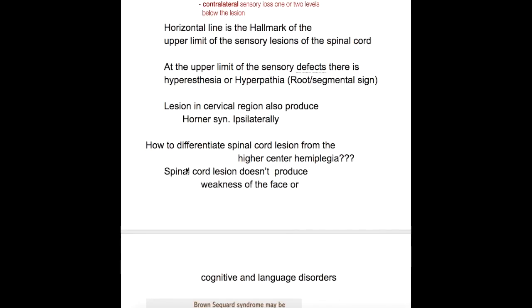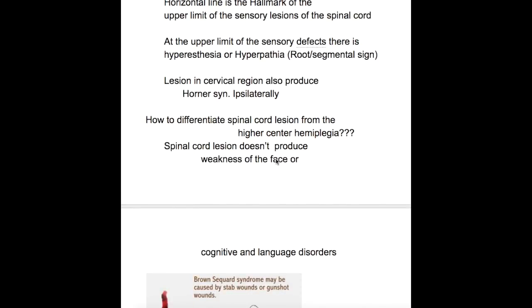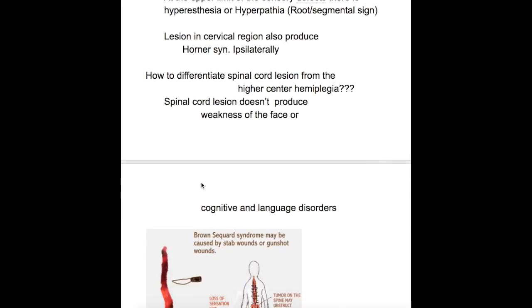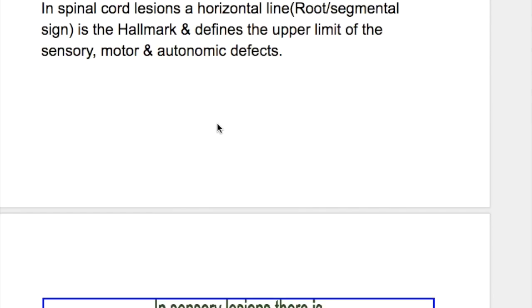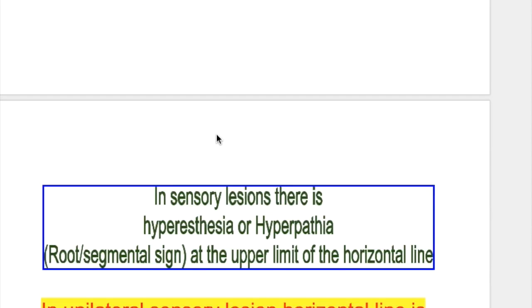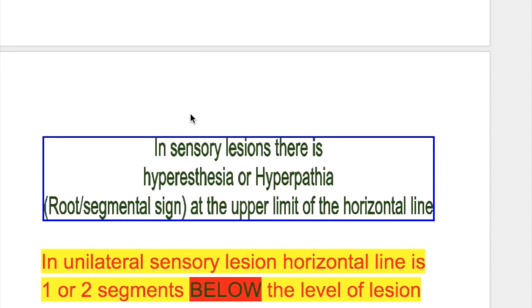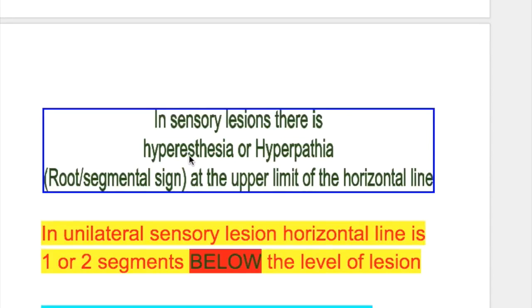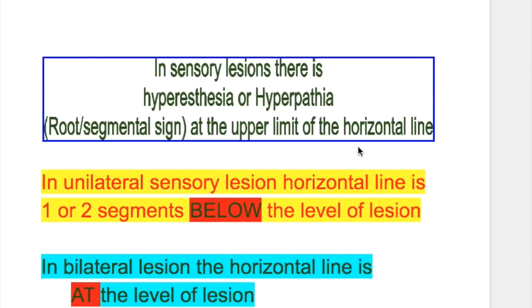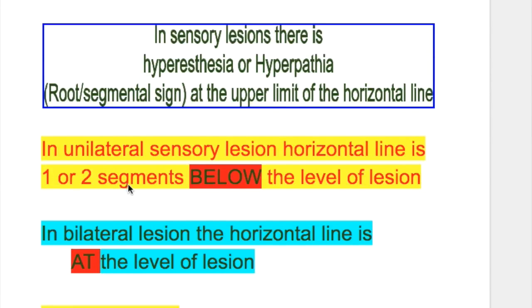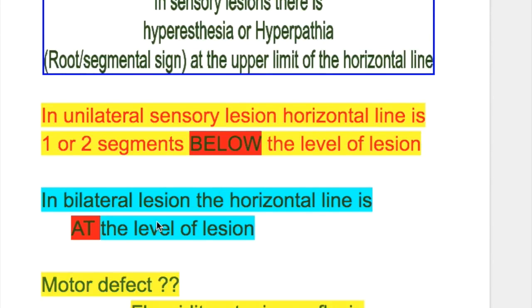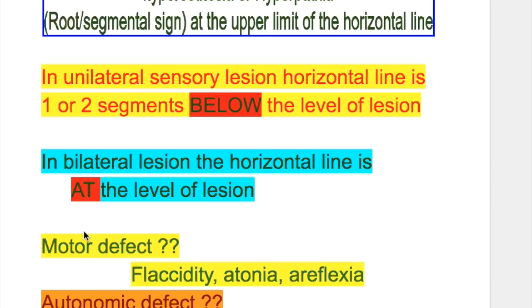So how to differentiate between the spinal cord lesion from the higher center hemiplegia? A spinal cord lesion does not produce a weakness of the face or cognitive and language disorder. In spinal cord lesions, a horizontal line is the hallmark and defines the upper limit of the sensory, motor, and autonomic defects. So what's the upper limit of the sensory defects in spinal cord lesion? In sensory lesions, there is hyperesthesia or hyperpathia at the upper limit of the horizontal line. In unilateral sensory lesions, the horizontal line is one or two segments below the level of the lesion. In bilateral lesion, the horizontal line is at the level of the lesion.